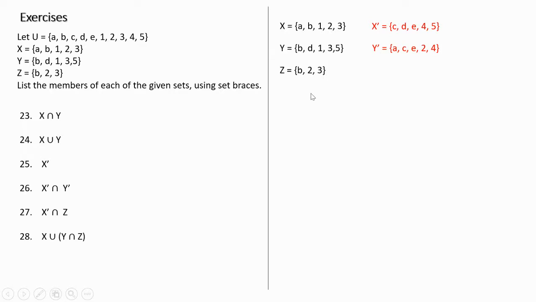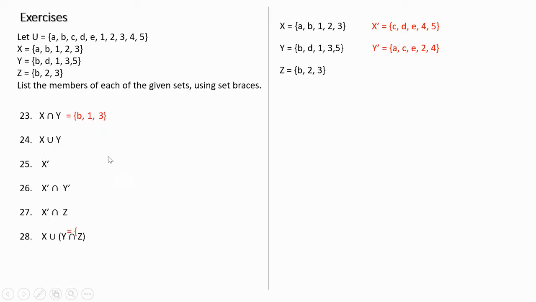And there's my Z. So now, let's do number 23. X intersect Y, which means, what do they have in common? Do they have A in common? No. How about B? Yes. How about 1? Yes. How about 2? No. How about 3? Yes. Anything else? No. So that's the intersection of X and Y. Okay, now union.